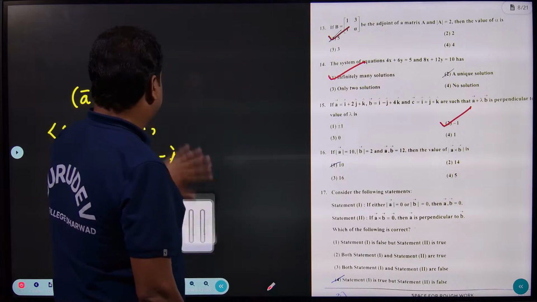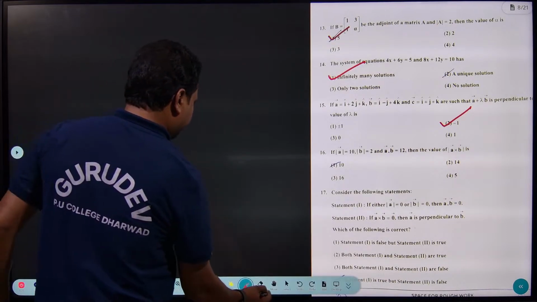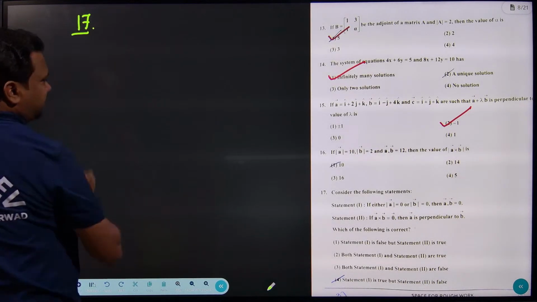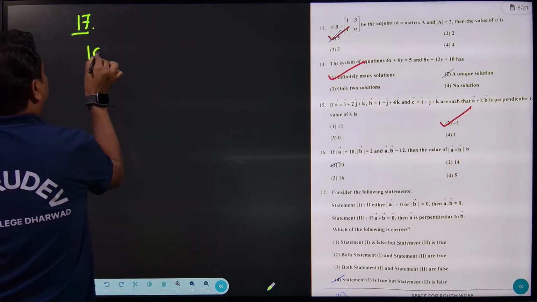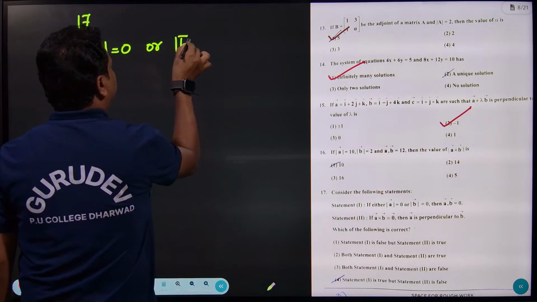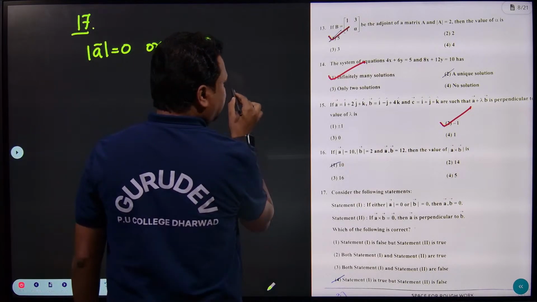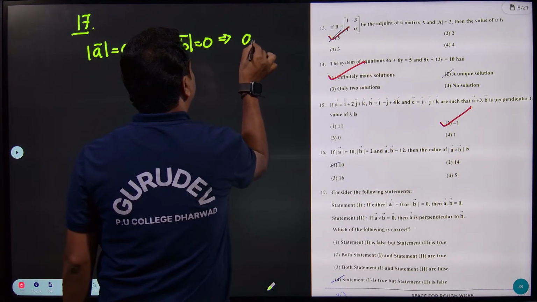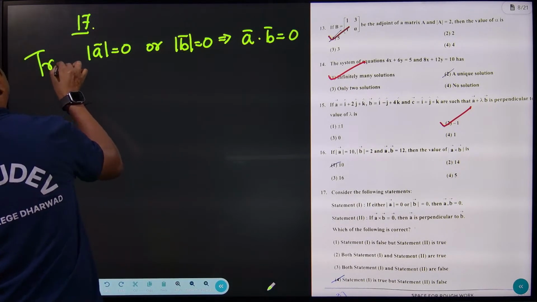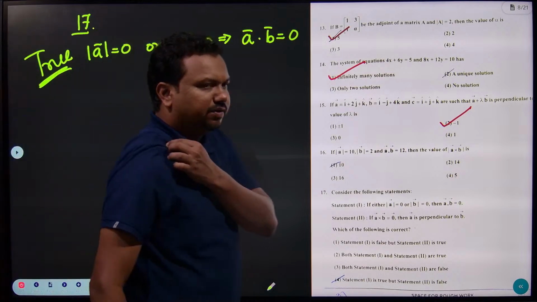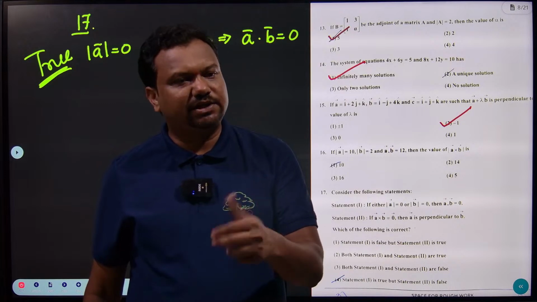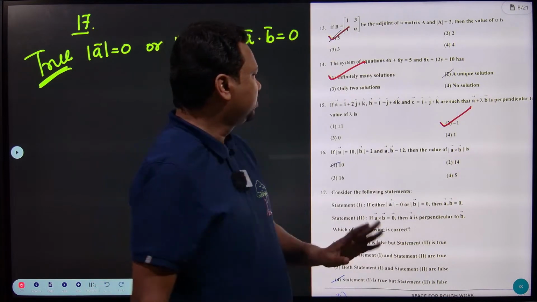Question number 17. If the magnitude of vector A is equal to 0 or the magnitude of vector B is equal to 0, then A dot B is equal to 0. Absolutely, the right answer is true. This is a true condition, always true. If you take the dot product of two vectors such that one vector is a zero vector, then definitely their dot product is 0. It is a true condition.